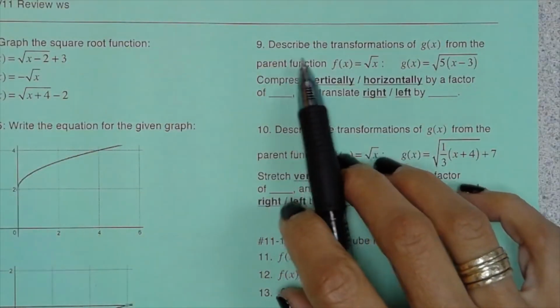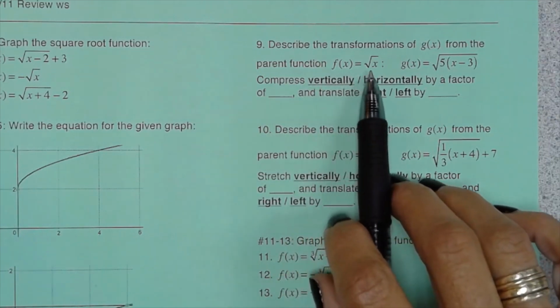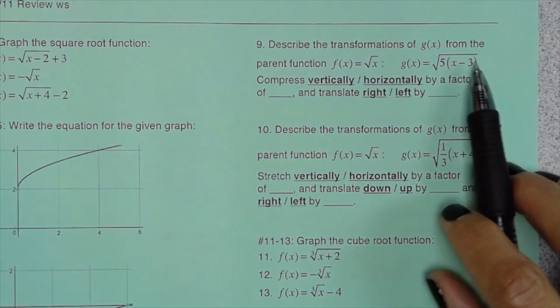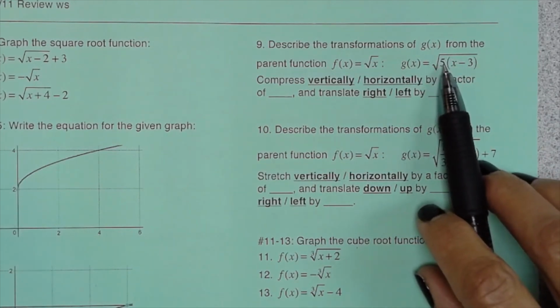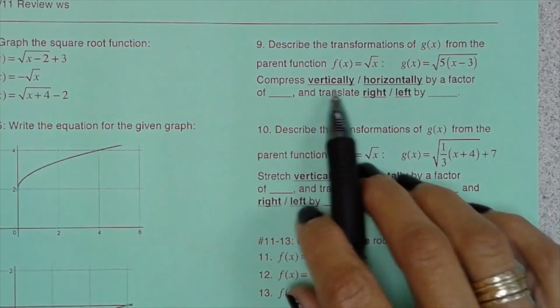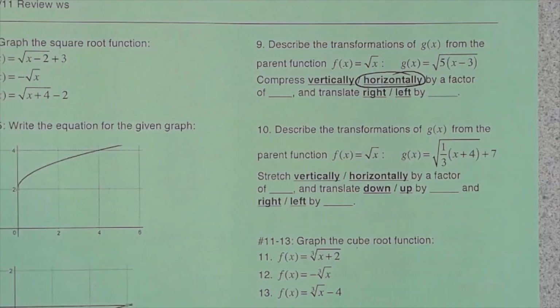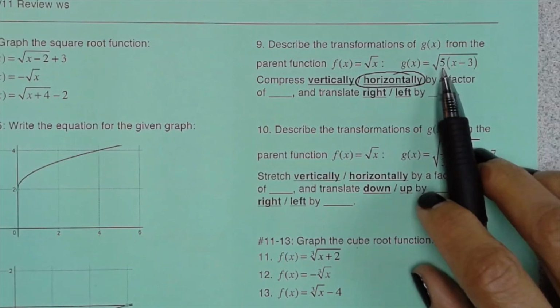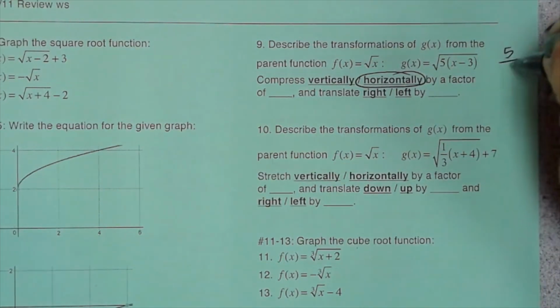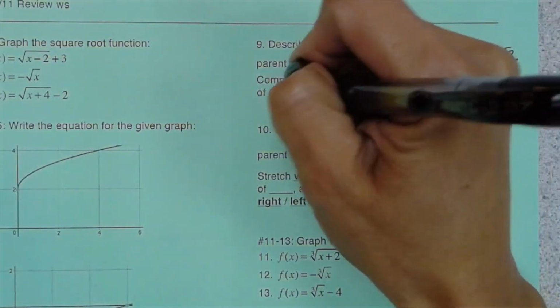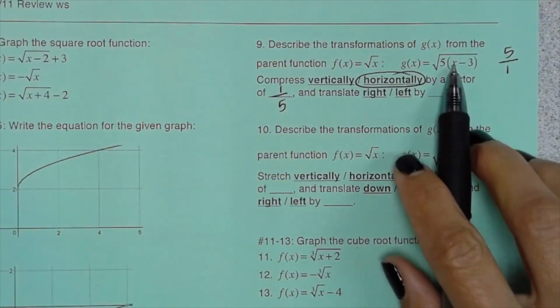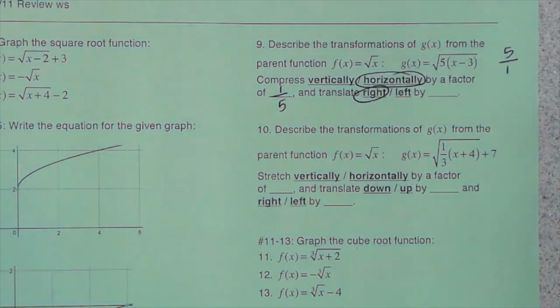For number 9, it says describe the transformations of g from the parent function f of x equals the square root of x, and g of x equals the square root of 5 times the quantity x minus 3. If you'll notice, there's a 5 underneath the square root, that means we're now going to have a horizontal compression. Because the number's underneath the square root, you're going to actually do the reciprocal. So when you take 5 and put it over 1, the reciprocal is going to be 1/5, and so that's what your horizontal compression is going to be. And then finally you have the x minus 3, so that's going to be a right shift by 3 units.